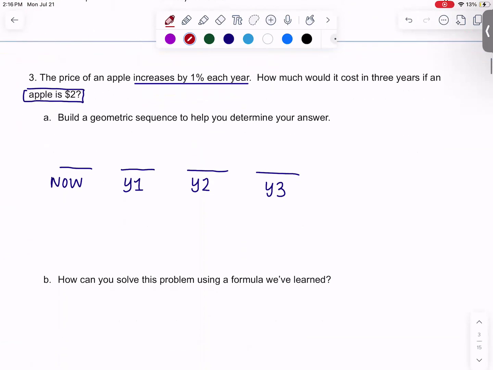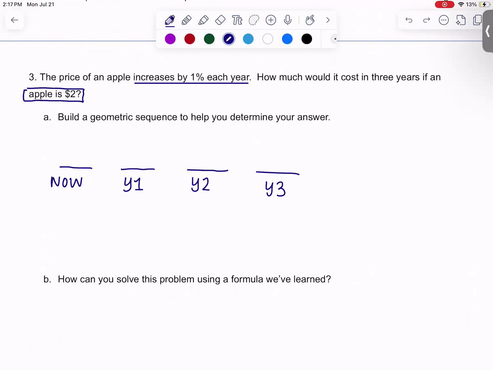Number 3, the price of an apple increases by 1% each year. How much would it cost in 3 years if an apple is $2? Build a geometric sequence to help you determine your answer. And what you may think is that if it says 3 years, you need 3 slots in your sequence, but the first slot actually represents the cost right now. So we need 4 slots to get to the 3rd year, or 3 years after right now.